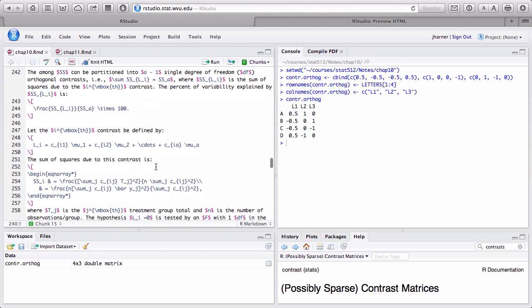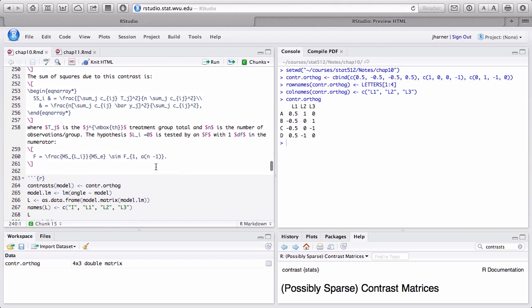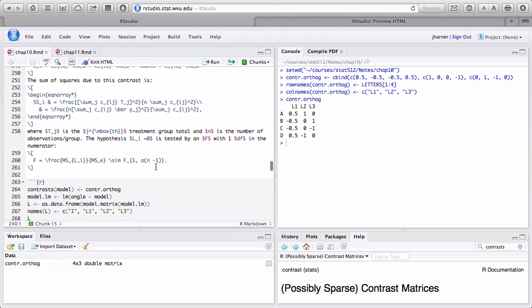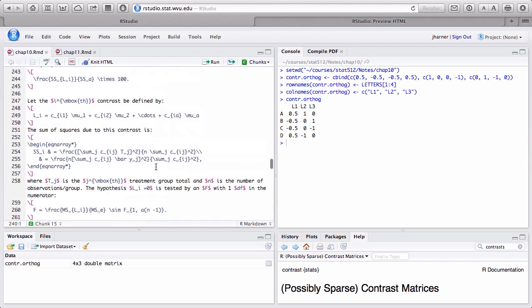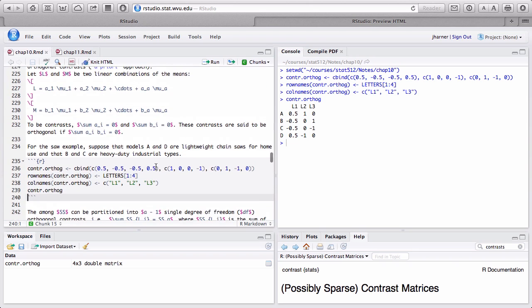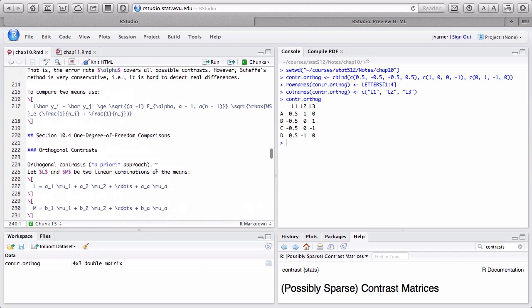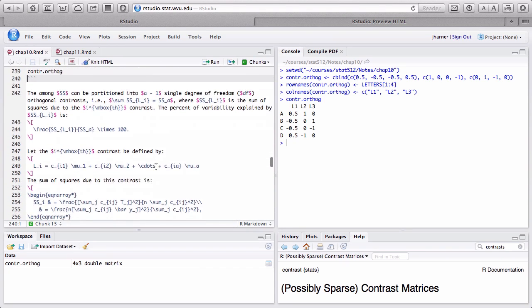Okay. So going down here, let me see. I've got to find it someplace. Where do I do the model? Do I not do it down here?